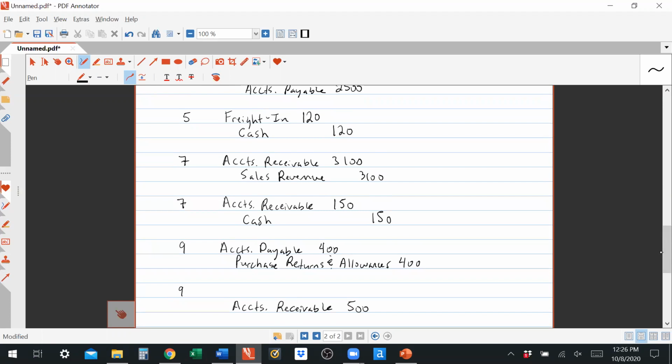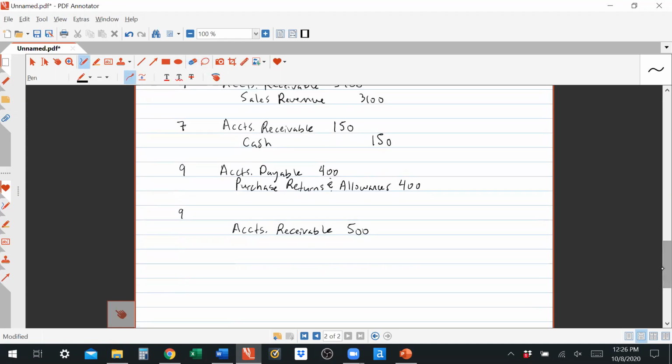And then $500 of stuff which we originally had recorded as sales revenue, they've returned to us. So we gotta reduce sales revenue, right? And so we reduce sales revenue not by debiting sales revenue, but by debiting the contra sales revenue account, sales returns and allowances. Let's move this over so that the credits are always indented to the right, like that.